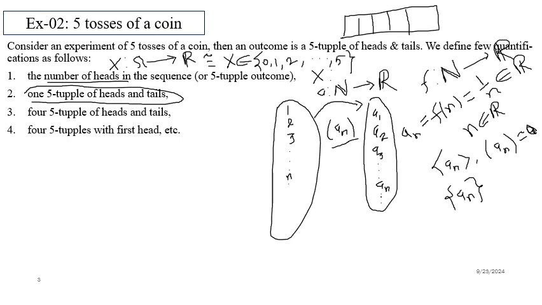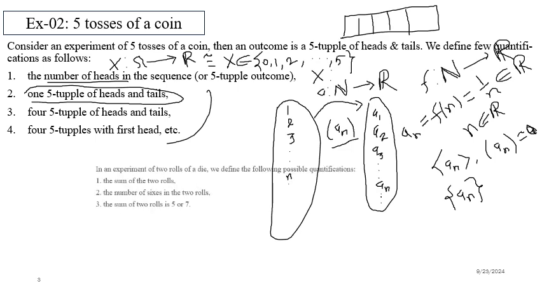Okay, so all these you can do as an exercise. How many 5-tuples would there be? 2 to the power 5 it would be. How many elements will it have? 2 to the power 5. So you can enumerate all these.